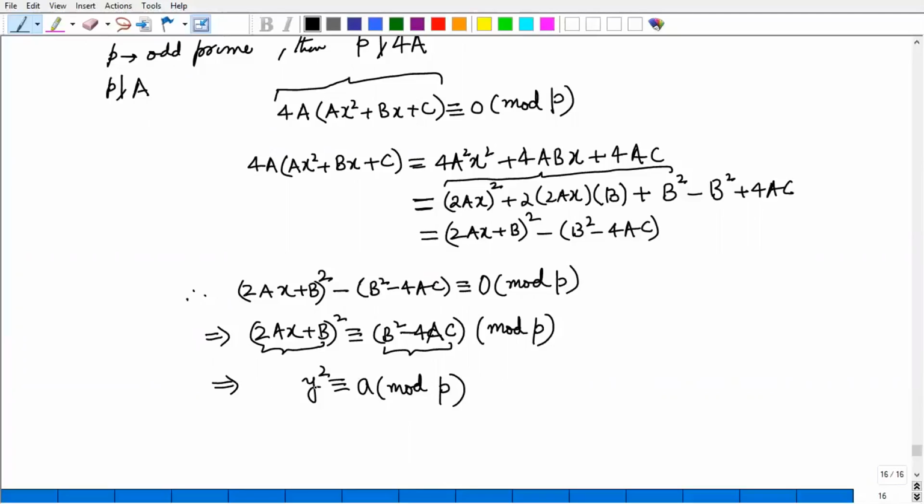And then after computing the value of y, we'll be able to find the value of x by substitution, where y is 2ax plus b, and a is b square minus 4ac.